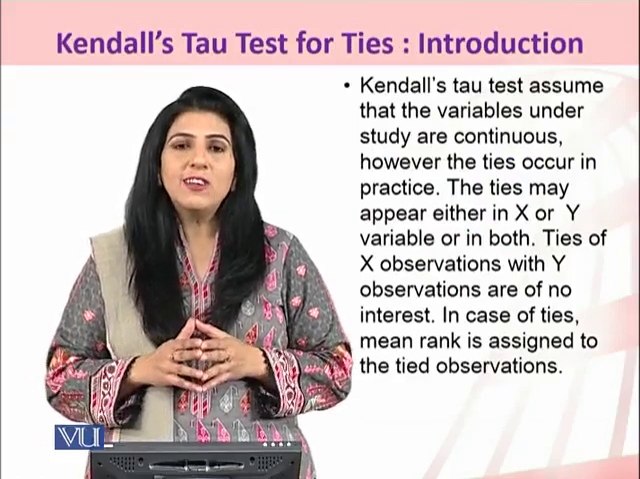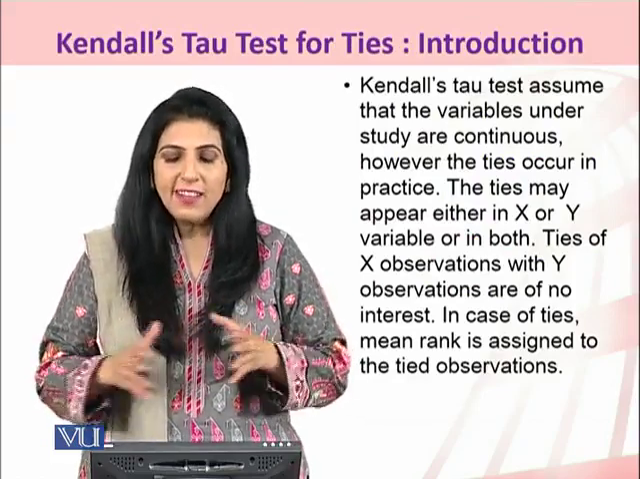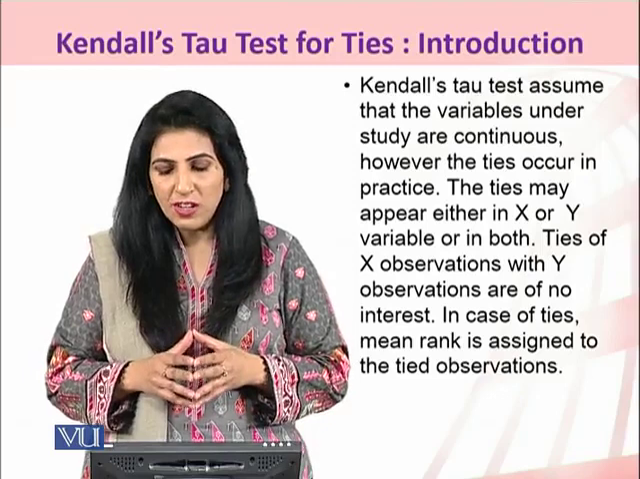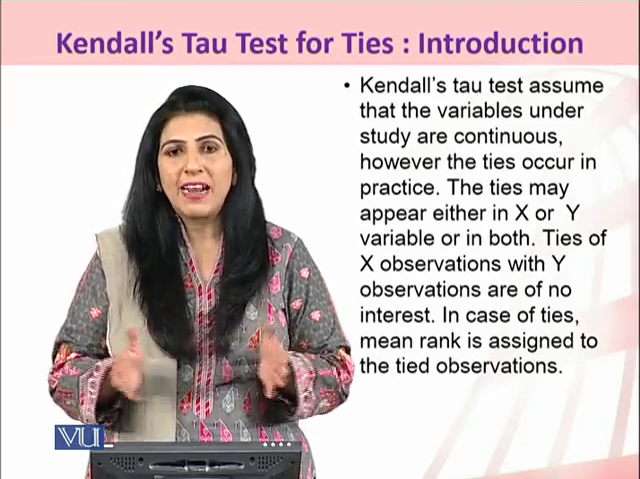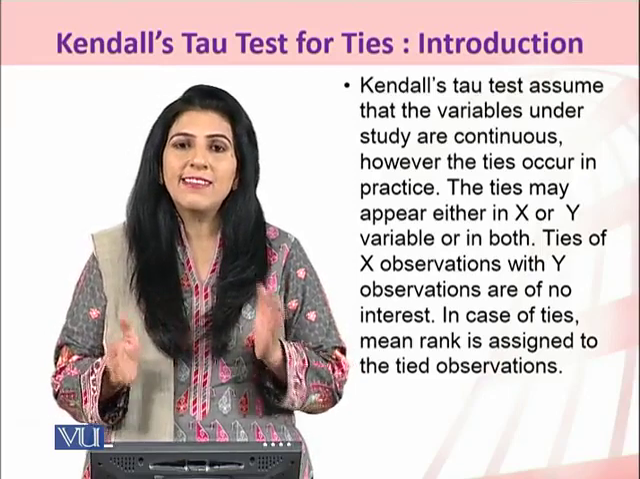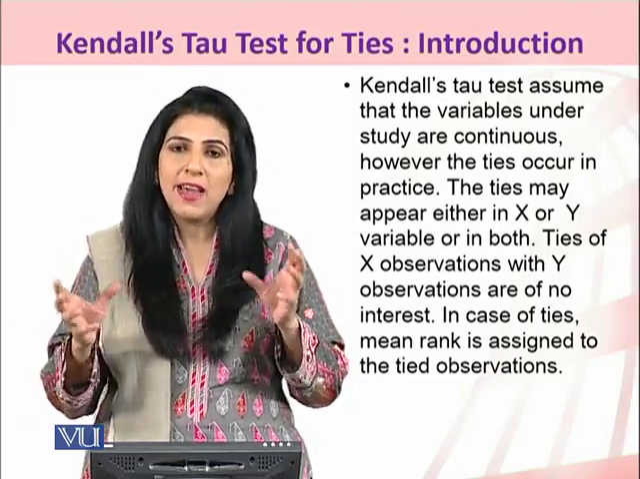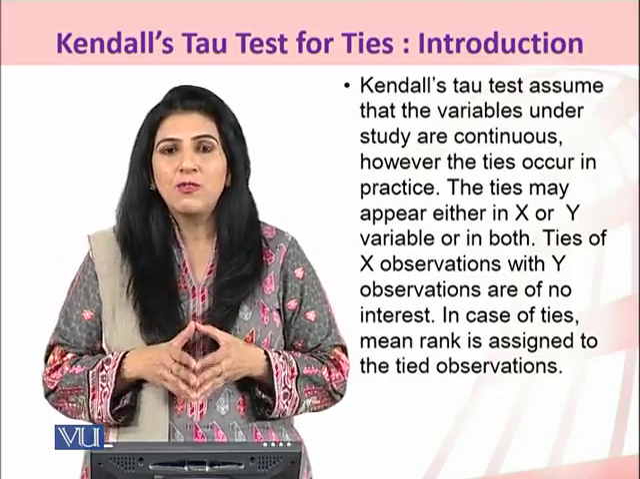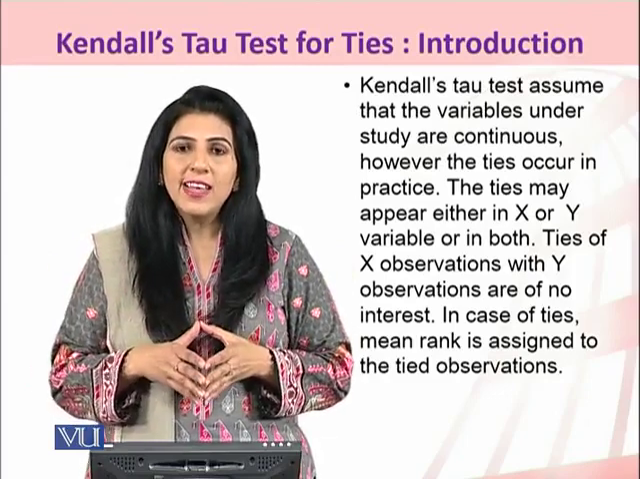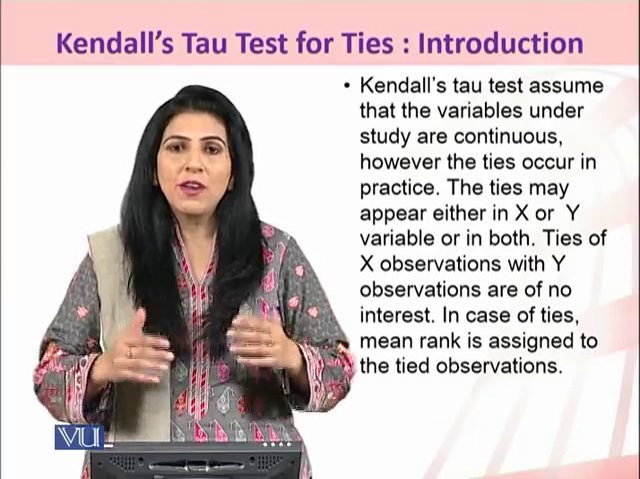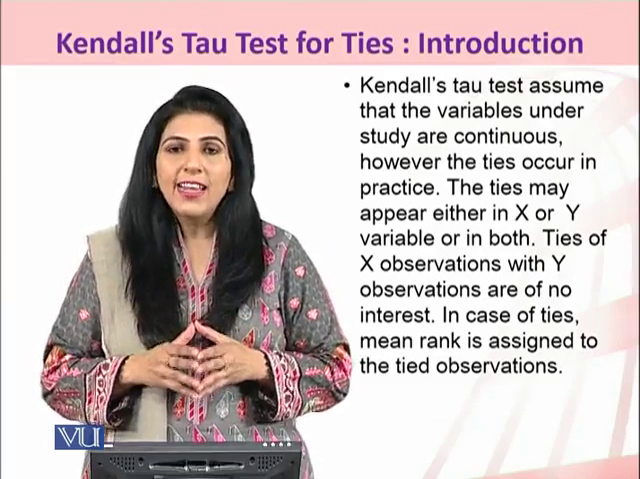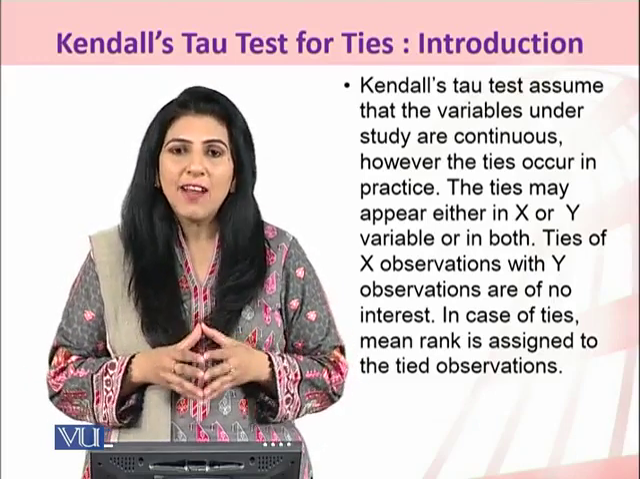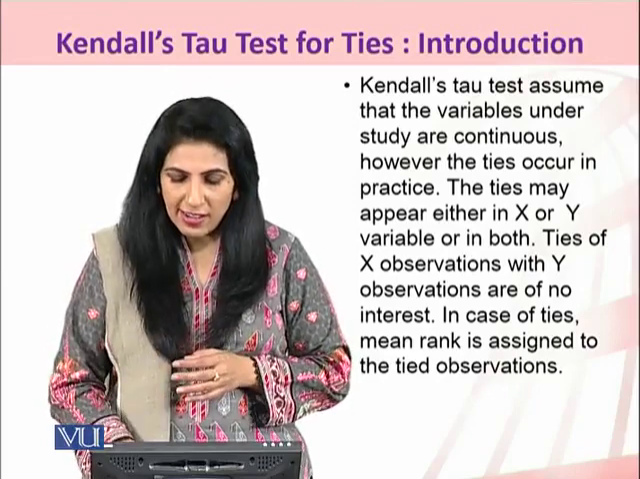So students, Kendall tau tests usually assume that the variables under consideration are continuous and quantitative in nature. But in practical situations, if we are taking the pair of xi and yi observations, there may occur certain types of ties. So if there are a smaller number of ties occurring whether in x or in y or in both x and y, then we can ignore them. But in case of a large number of ties, we would have to make the corrections accordingly.